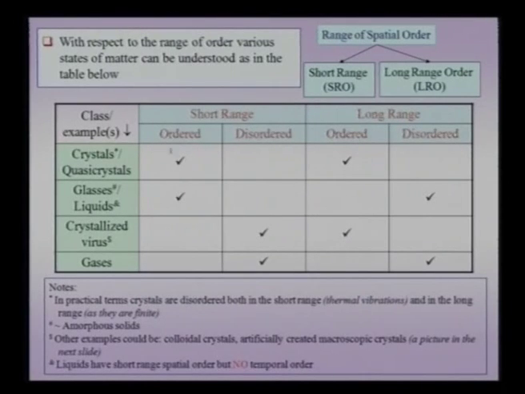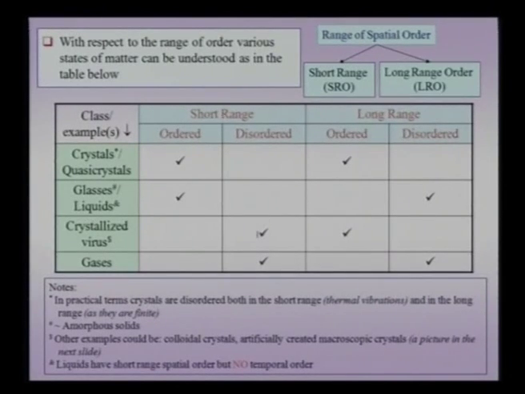One extreme would be crystals and quasicrystals, which are ordered in the short range and in the long range. The other end would be gases, which are neither ordered in the short range nor in the long range. Gases are the other extreme, and of course they don't even have any kind of temporal order; the temporal order is always changing. A crystallized virus, for instance, and there are other examples in this class like colloidal crystals and artificially created macroscopic crystals, would come under this class.